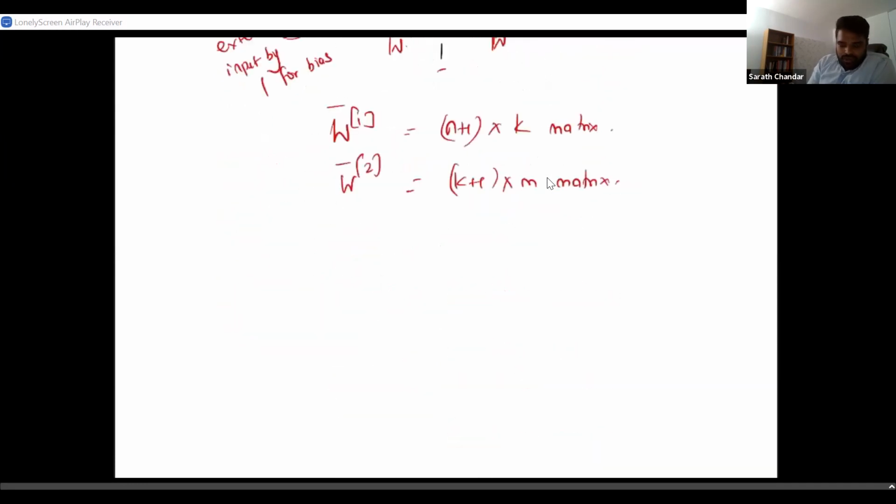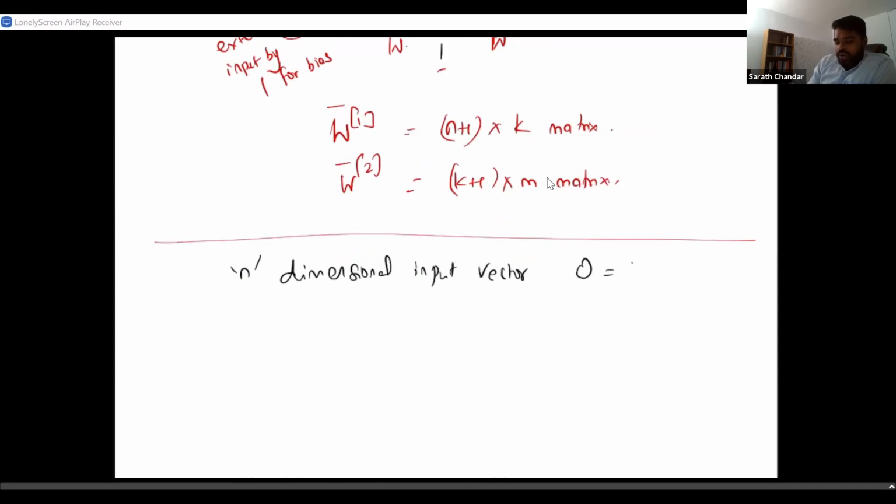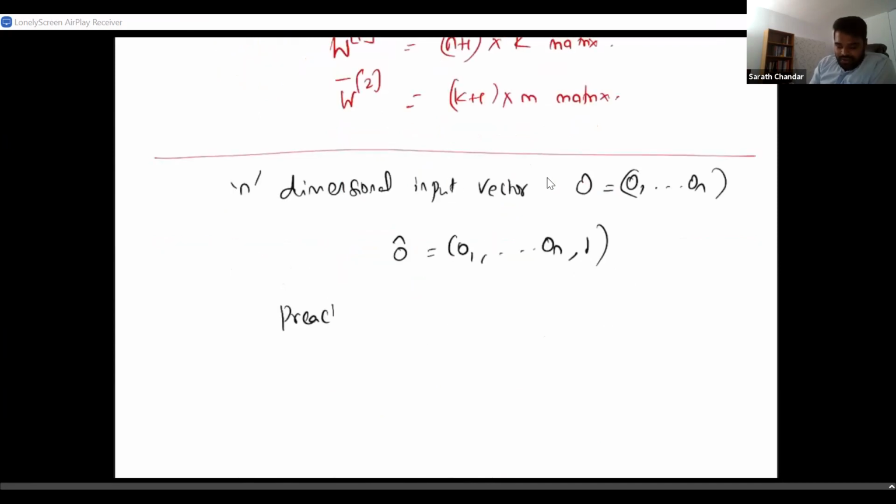So now let's consider an n-dimensional input vector. I'm going to call that O. Now we can extend this as O hat, which is basically O1 to On with an additional 1. Now the pre-activation for the first layer is given as, let's say, net j equal to summation over i equal to 1 to n plus 1 of wij of 1 times oi hat.